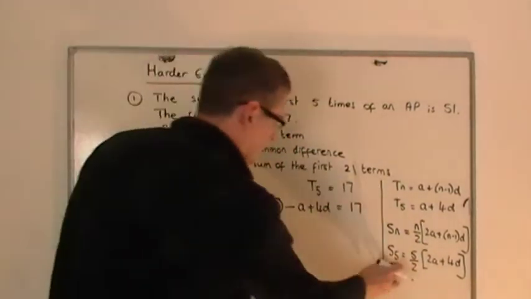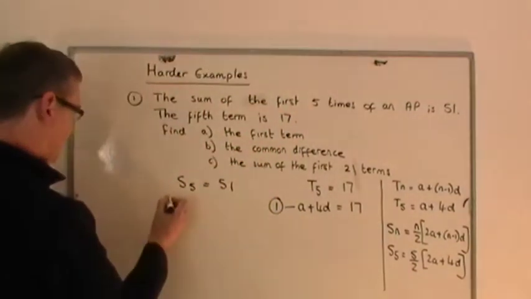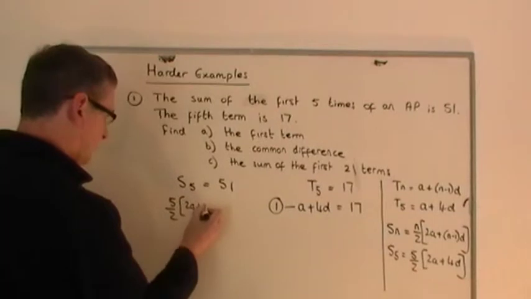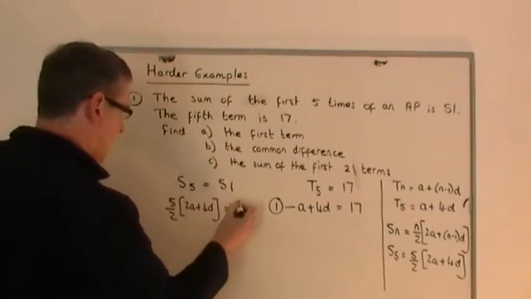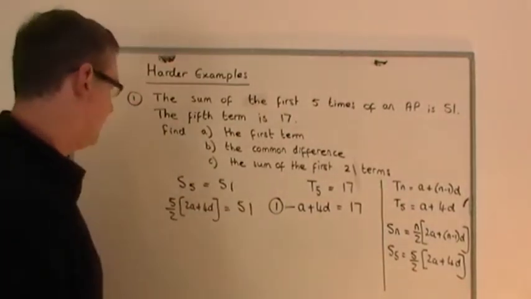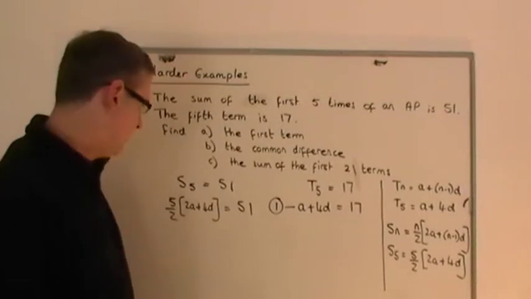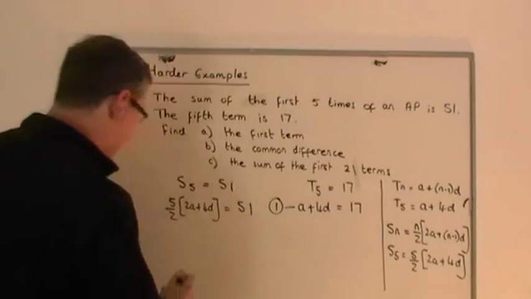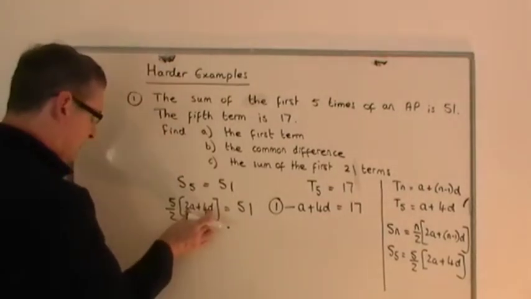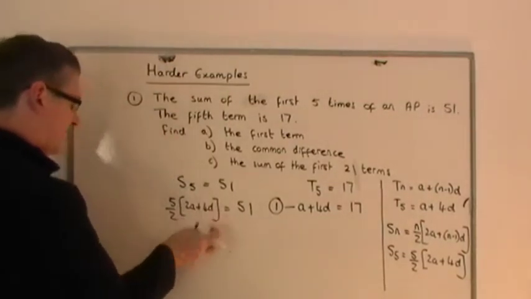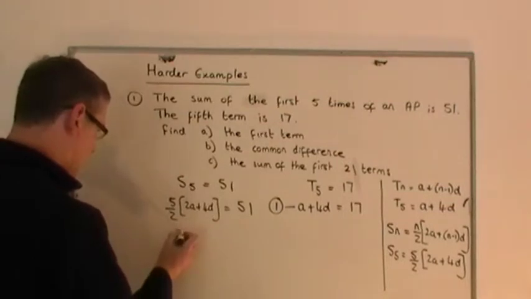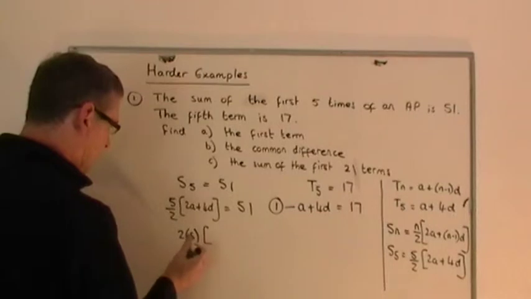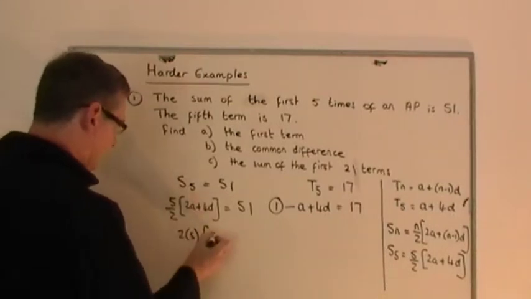So let's change S5 to that. So on the left I've got 5 over 2 bracket 2a plus 4d's, and that's equal to 51 on the right hand side. So I've got this statement. Now this statement here I can tidy up a little bit, because I can take out a common factor of 2 from these 2 terms to the outside. So I'm going to get 2 lots of 5 on the top inside the square bracket. If I take out the 2, I'm just left with a single a.